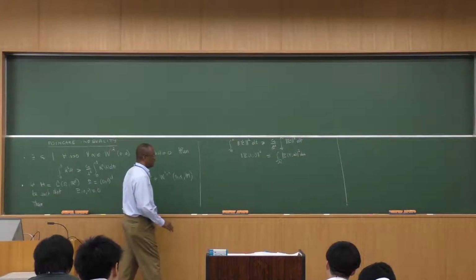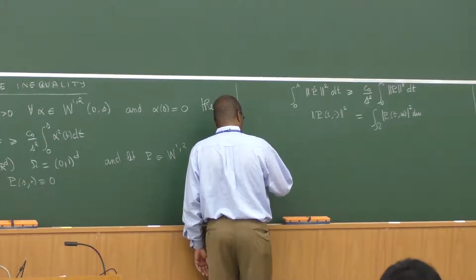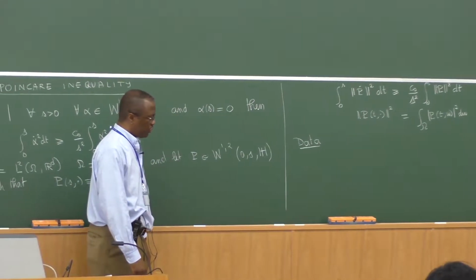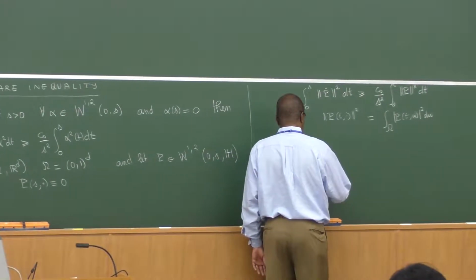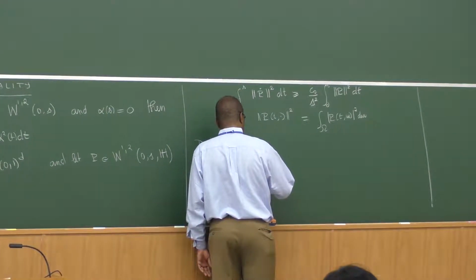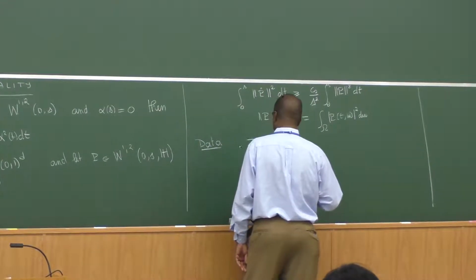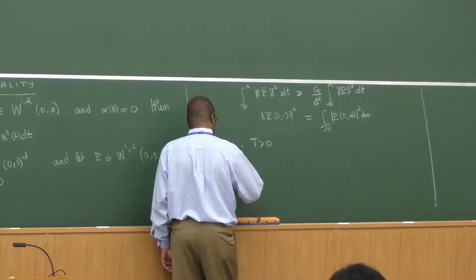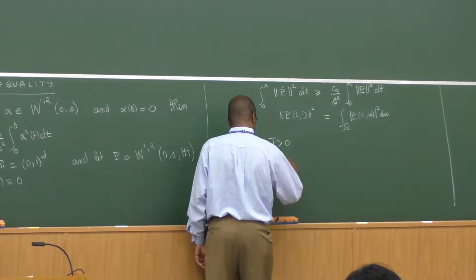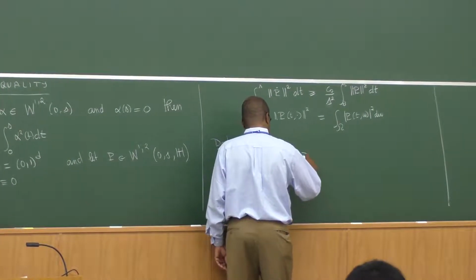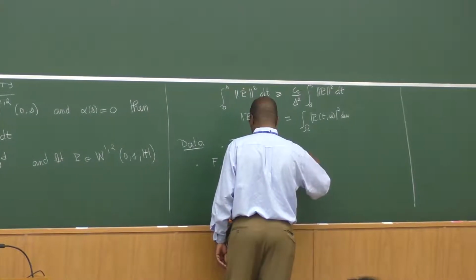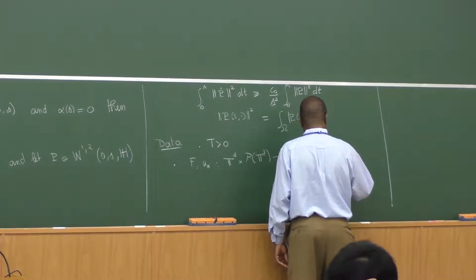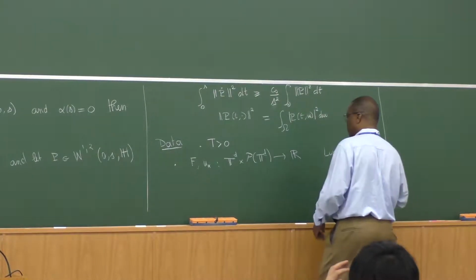So let us recall the Newton's law for which we're trying to construct a solution. The data is assumed: t is greater than 0, and assume that I have f and u star from the torus cross the set of probability measures on the torus into R, which is Lipschitz. And I'm going to add more conditions later.